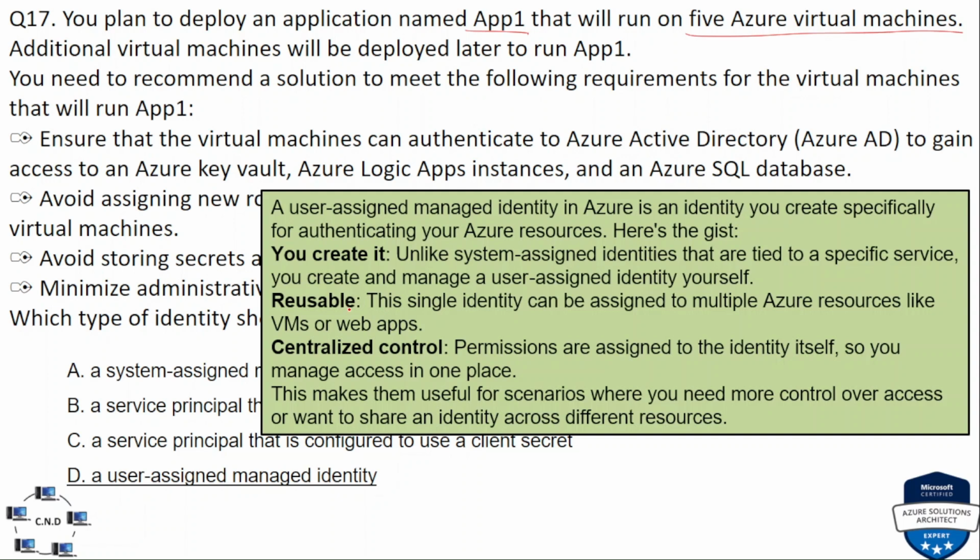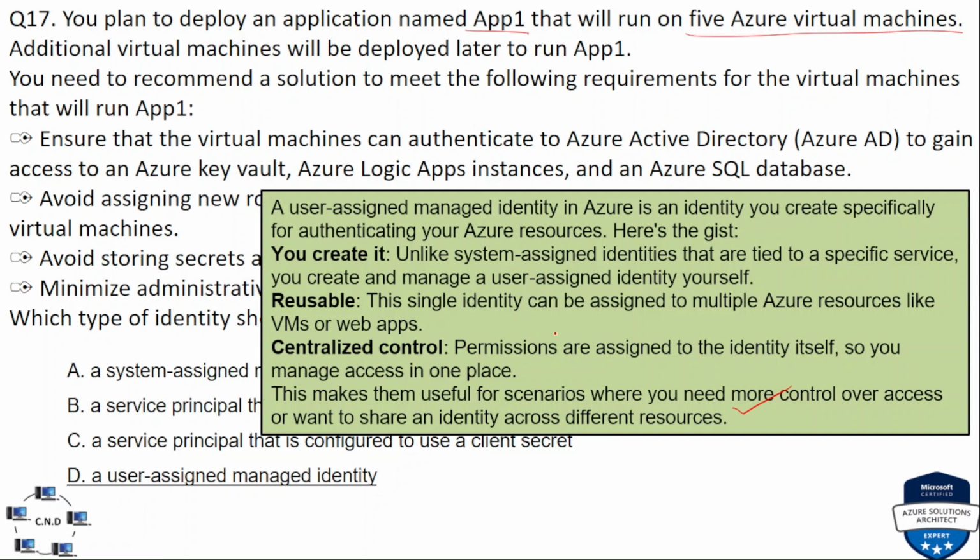The second characteristic of the user assigned managed identity is that it is reusable. This single identity can be assigned to multiple Azure resources like VMs or web apps. In our case we have multiple VMs, 5 VMs, and later on we will need to assign the identity to other deployed VMs. And it has centralized control. Permissions are assigned to the identity itself, so you manage access in one place. This makes them useful for scenarios where you need more control over access or want to share an identity across different resources.